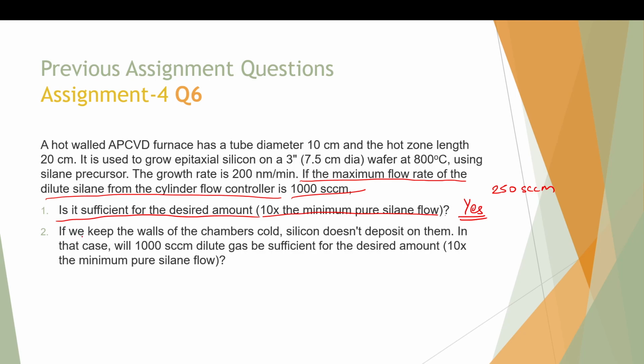And the next part is, if we keep the walls of the chamber cold, then obviously the area on which the deposition is taking place will reduce, as silicon doesn't deposit on them. In that case, will 1000 SCCM be enough? If it's able to do it even with the hot wall furnace, it will definitely be able to do it with the cold wall furnace, because in the cold wall case we are not depositing on the furnace, we will be only depositing on the wafer.